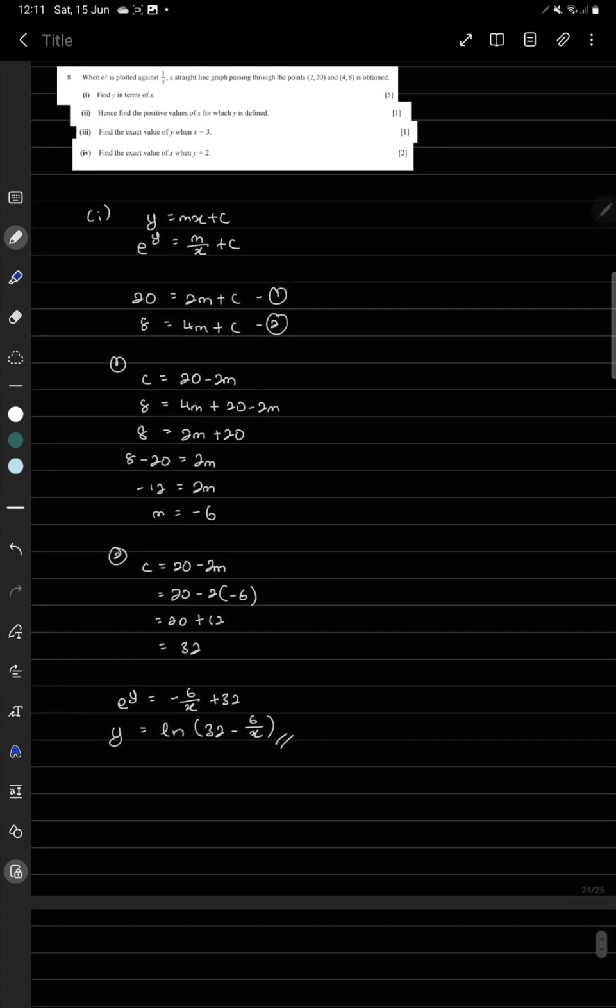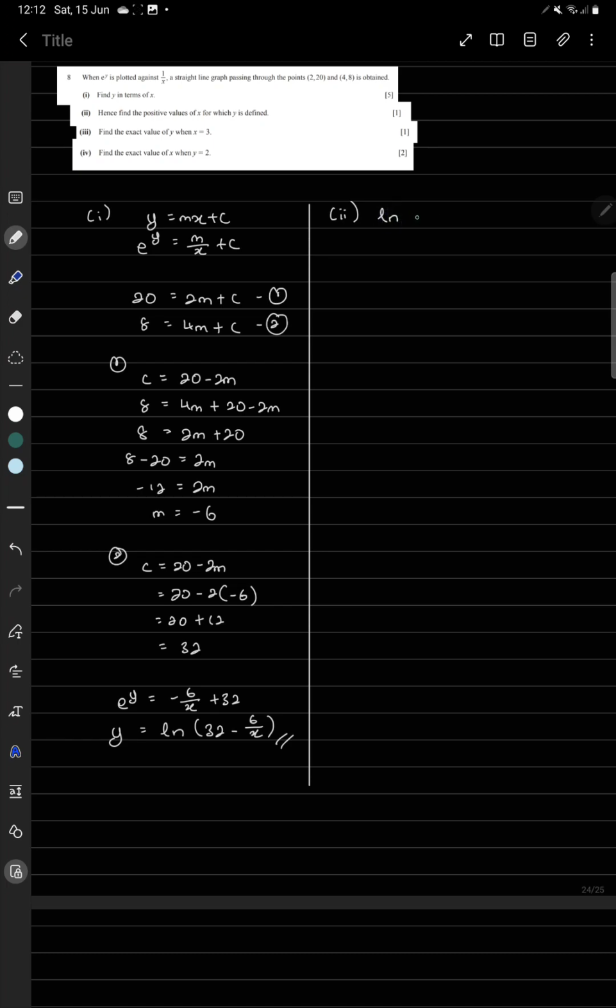Now let's move on to part 2. I'm going to draw a line here, it separates these two. Part 2 says we want to find the positive values of x for which y is defined. Now for this question, we want to make sure that y is defined, right? So the values of x. The reason is that we have ln, and we want to make sure that y is defined and not undefined.